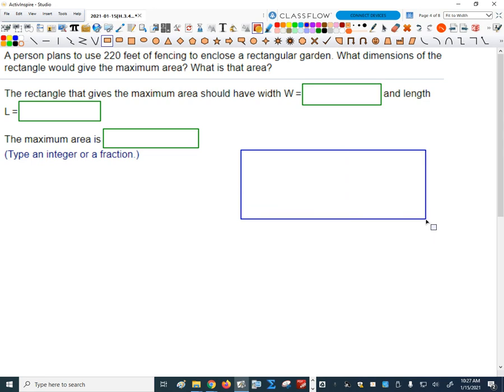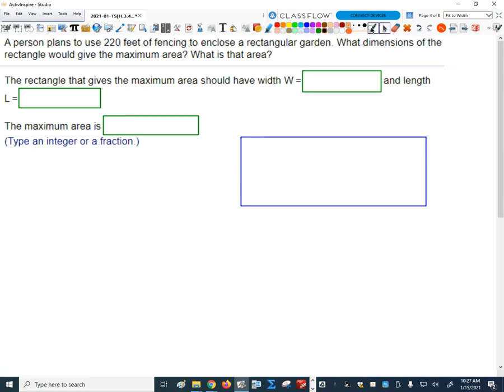So there's my rectangular garden, right? We said that the width is W and the length, I guess we'll call that the length. I don't know. Probably should be the other way around. That seems backwards, doesn't it? That should be probably the length. Not that it matters, and that's the width.